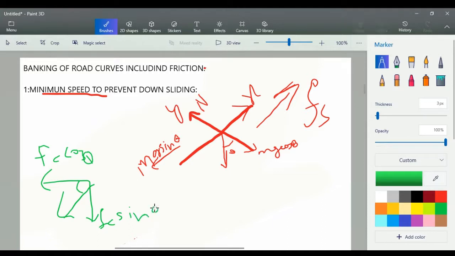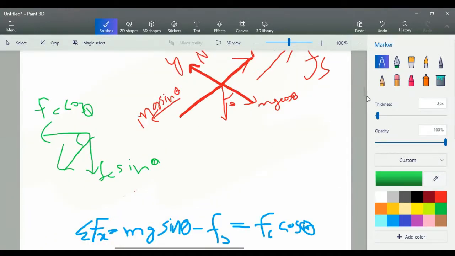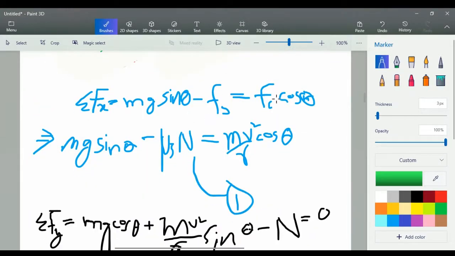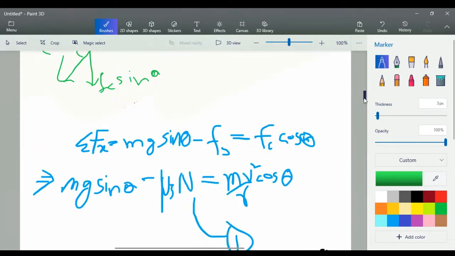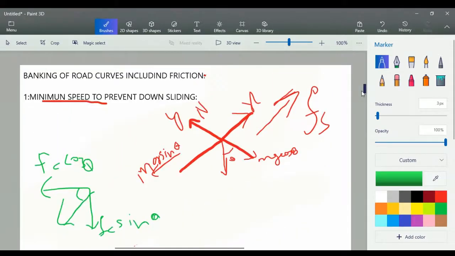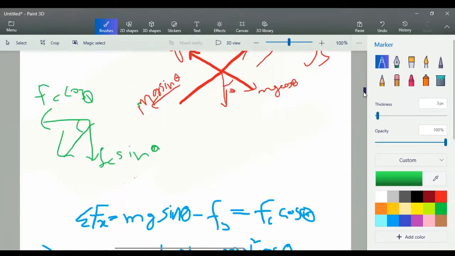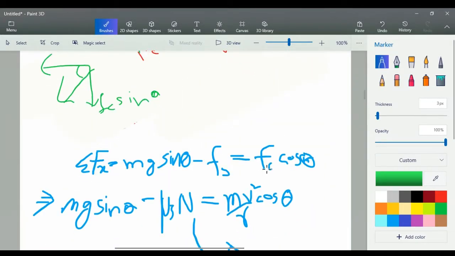So the derivation and the equation for this system is written below. We apply Newton's law on the x coordinate of the system. The summation of forces along the x-axis is mg sin theta minus fs, because the direction of fs is opposite to mg sin theta, so we write a minus sign, and this provides the necessary centripetal force, which is Fc cos theta.